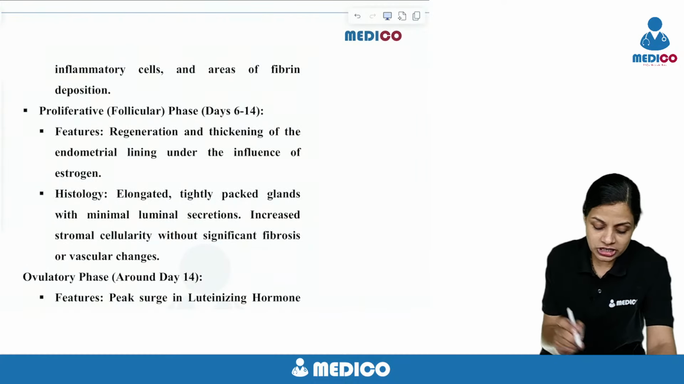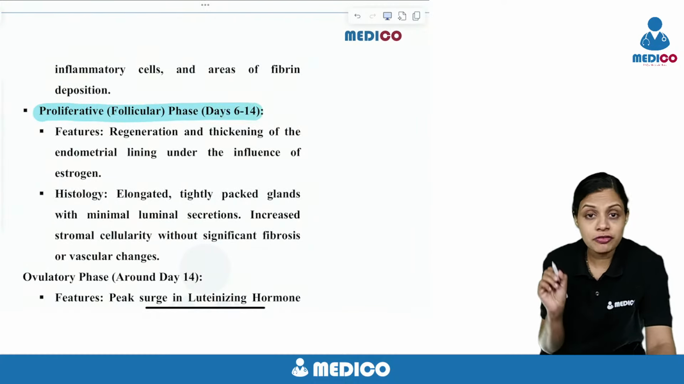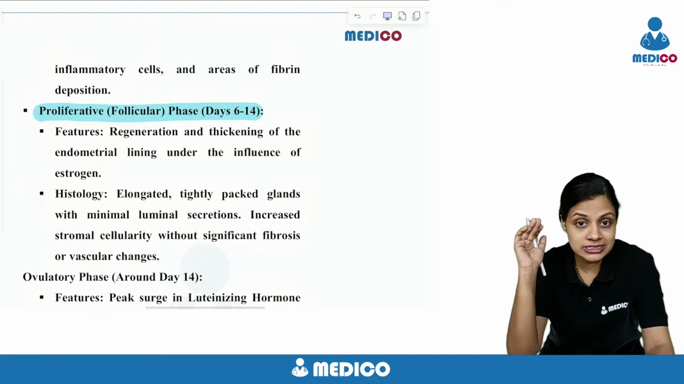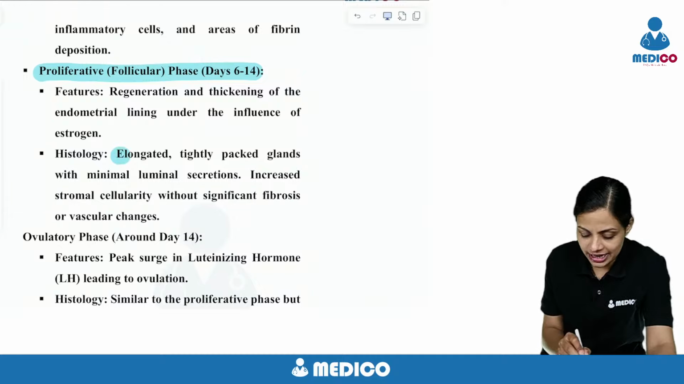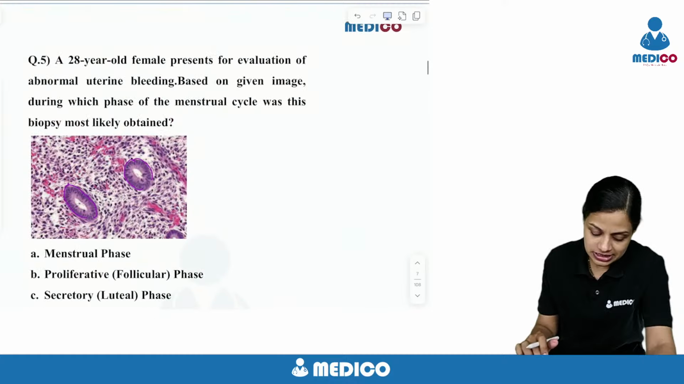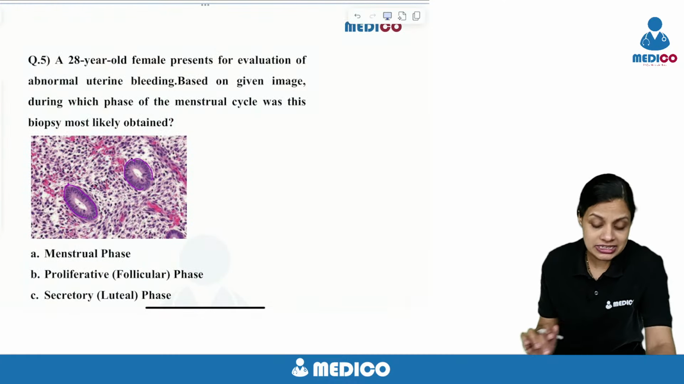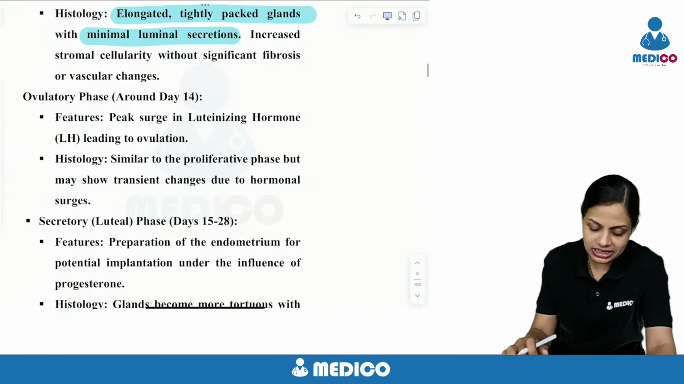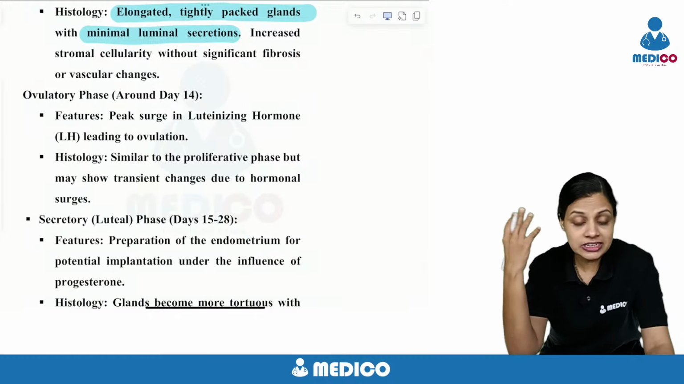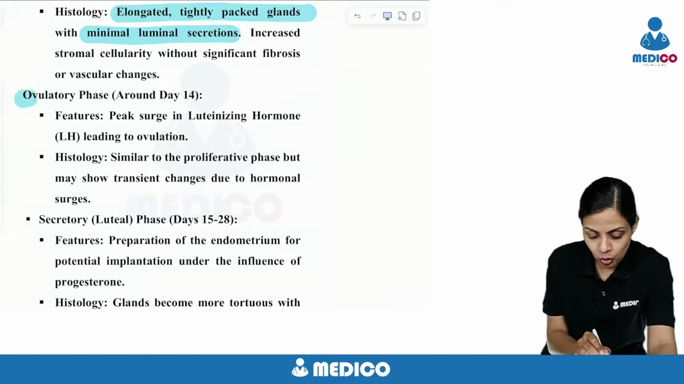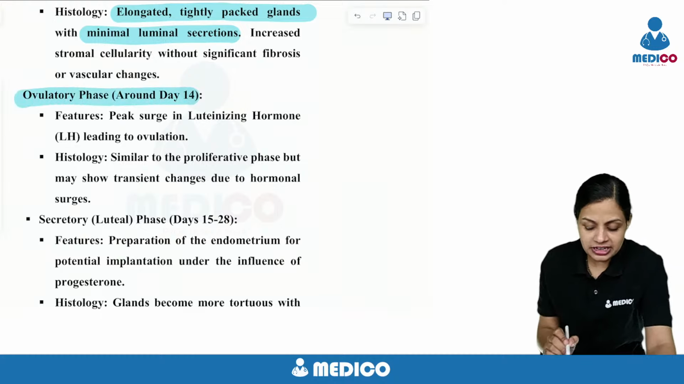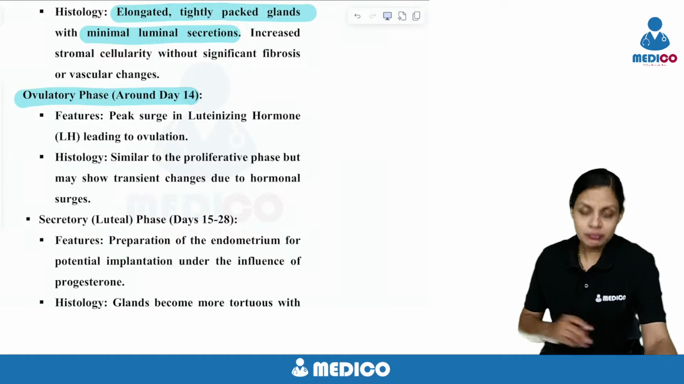But this one, what did we have? We had a proliferative or the follicular phase taking place from day 6 to day 14. The histology will show elongated and tightly packed glands. There will be minimal luminal secretions. See, we have got tightly packed glands with minimal luminal secretions. There is an increase in stromal cellularity and fibrosis. Now we come to the ovulatory phase. Again, it is more or less similar to the proliferative phase.